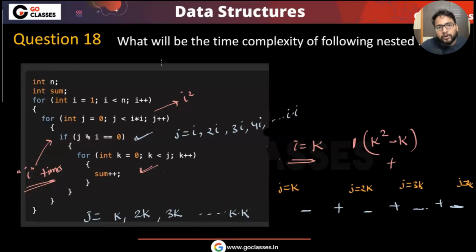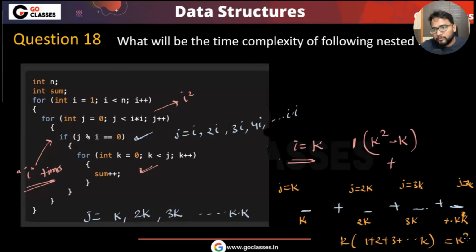Now this loop is going to run j times. So which means it is going to run k times because j is k, then 2k, then 3k, then k square. K into k basically, right? So you just take k common, it will be 1 plus 2 plus 3 till k. It is k cube, right? So for i equal to k, you can say k square minus k times just constant operation. Remaining k times, it is total going to do k cube operations, right? For i equal to k.